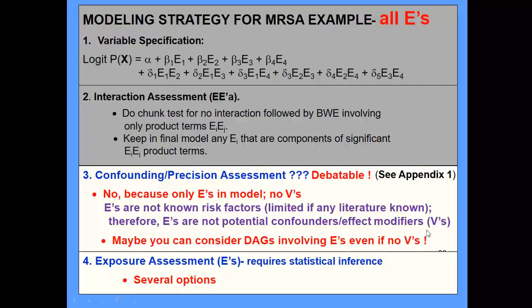and I put a discussion of this in Appendix 1, so I didn't want to spend any time talking about it, because if I did, we'd spend the rest of this class talking about it, and we wouldn't go as far along as I think we need to go anyhow. So as far as I'm concerned, confounding and precision assessment when they're all E's is debatable, and you can take it that way if you want.